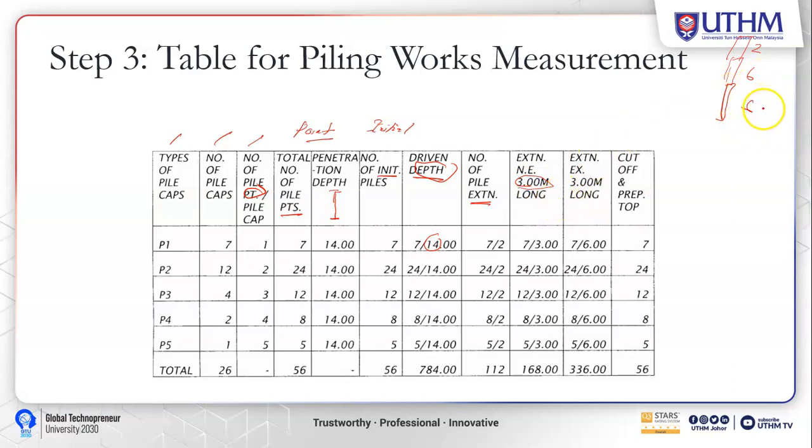Common length of pile is 6 meter. And then we have extension not exceeding, and also we have extension exceeding. EXTN is extension. Extension is the additional pile to achieve the driven depth.